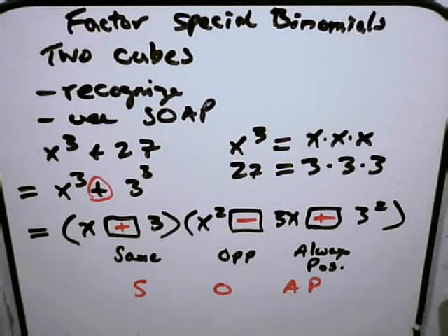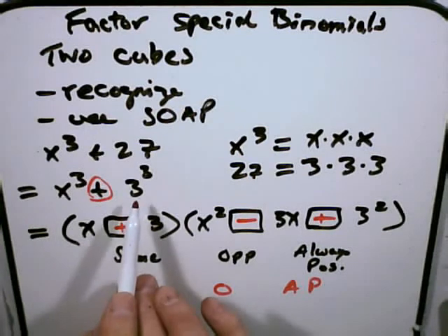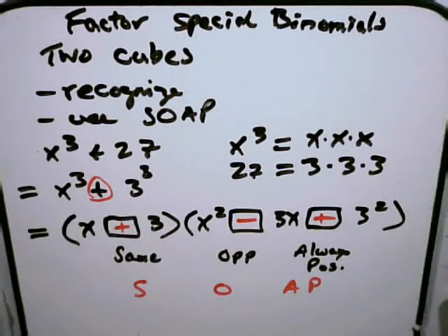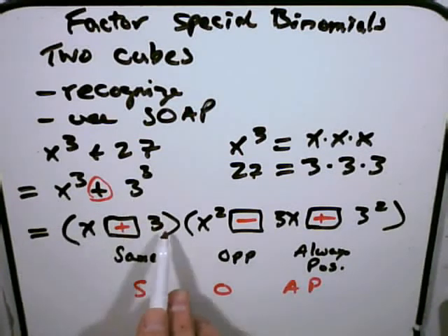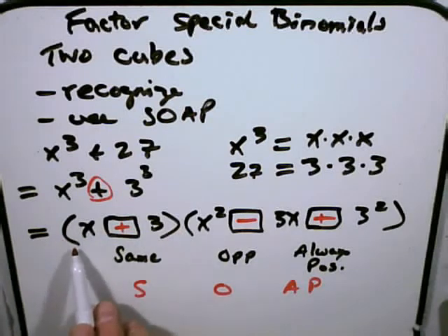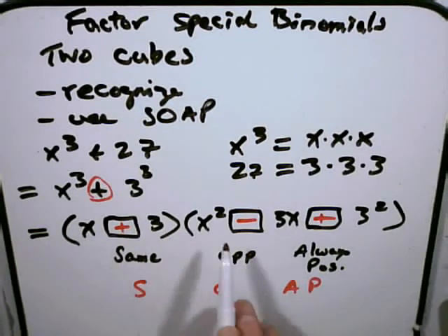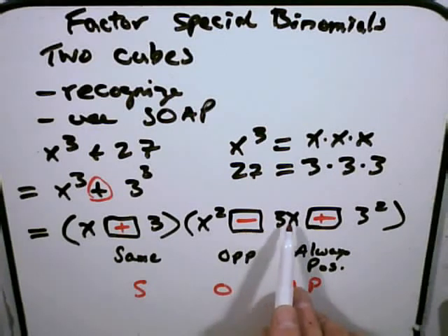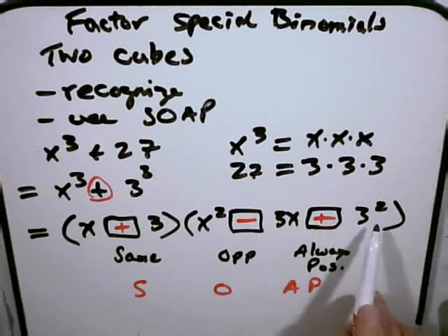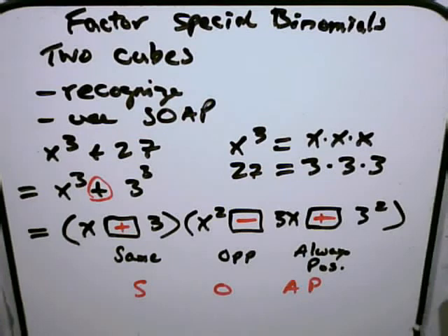So if you have the sum of two cubes to factor, just remember SOAP. You take the cube root of the first term, cube root of the second term, as the binomial first factor, and plug in the same sign. And then we have the first term squared, opposite sign, the two terms multiplied together, always positive, and then the second term squared. Let's work a more complicated example here.